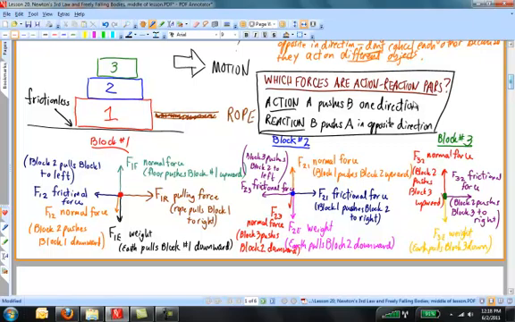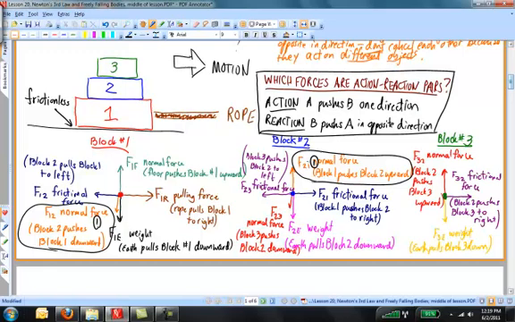Think about the interaction between block number 1 and block number 2. There are two action-reaction pairs between them. One of them is the normal force. Block number 1 feels a force due to block number 2 in the downward direction, and block number 2 feels a force due to block number 1 in the upward direction. Since these two forces connect the two objects to each other, acting in the opposite directions from each other, they're action and reaction pairs, and they'll be equal in magnitude. However hard block number 2 pushes down on block number 1, that's how hard block number 1 is going to push up on block number 2. We'll call this action and reaction pair number 1.